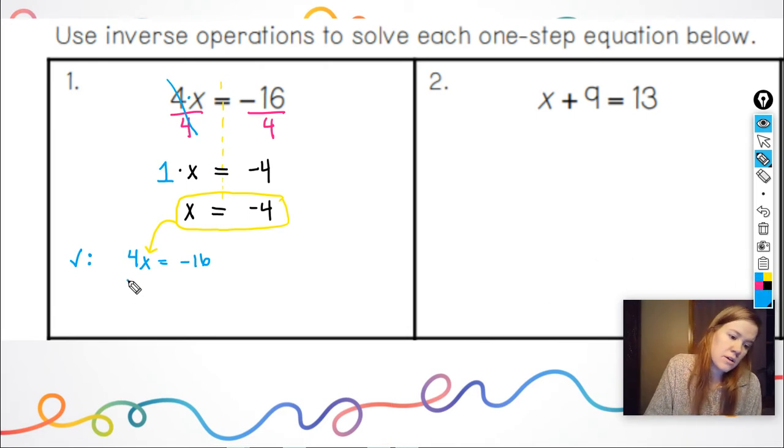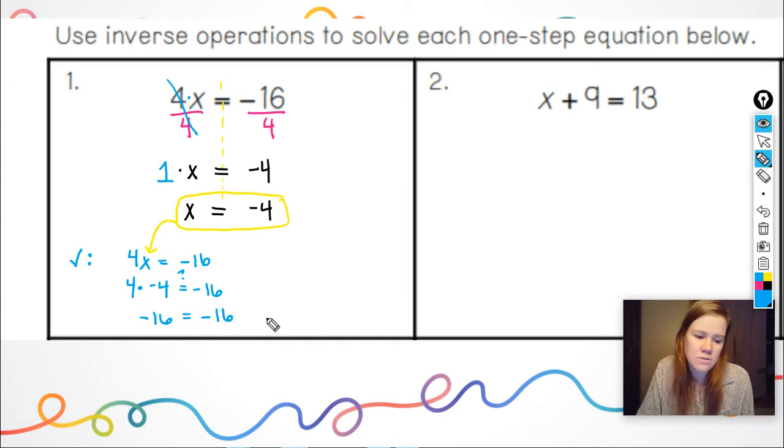So let's do this. 4 times negative 4, that's what we said x was. Does that equal negative 16? Okay, so yes, it does. Negative 16 is in fact negative 16.